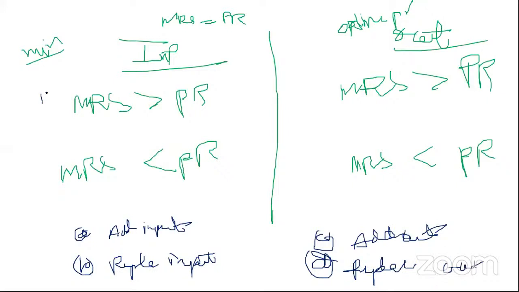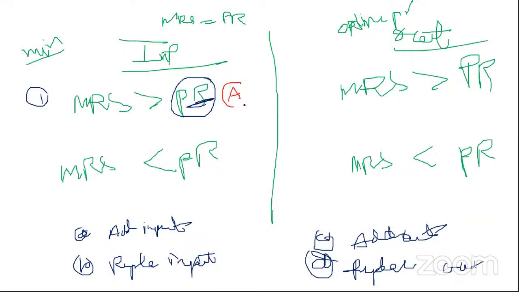This is the first question. Marginal rate of substitution is more than price ratio. For the first question, the correct answer is? Here the price of the input is minimum, so the cost is minimum. So we are adding, using more of the resources. The answer is A.